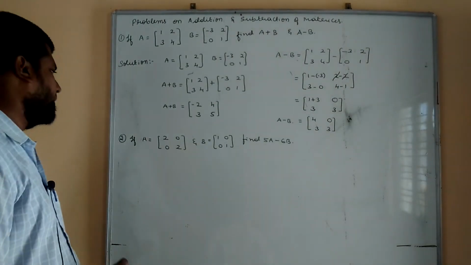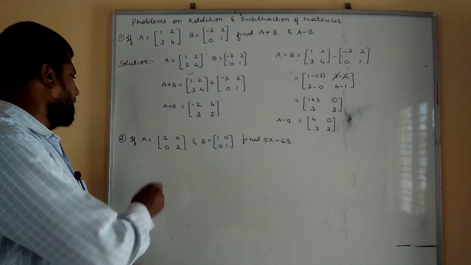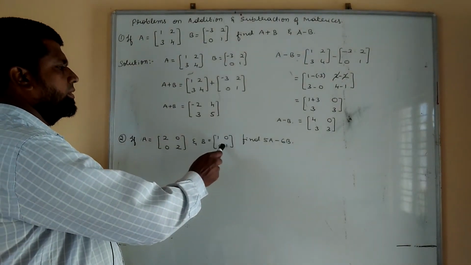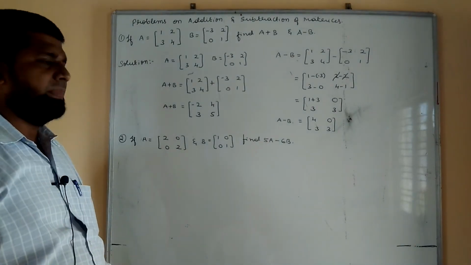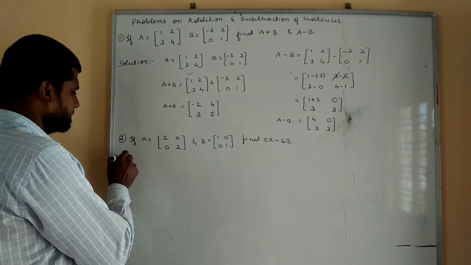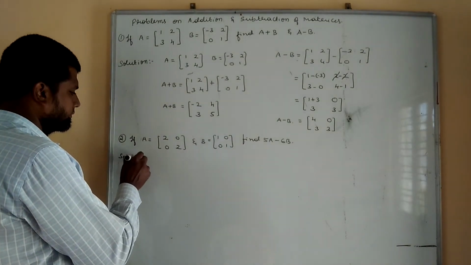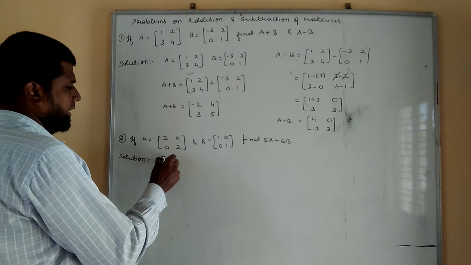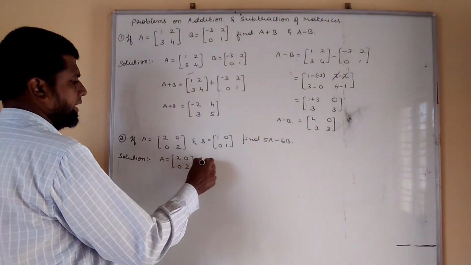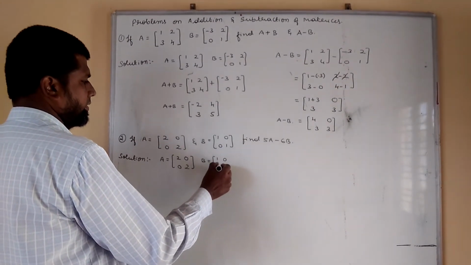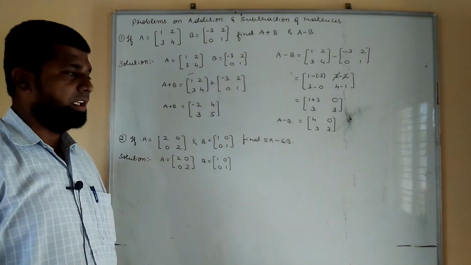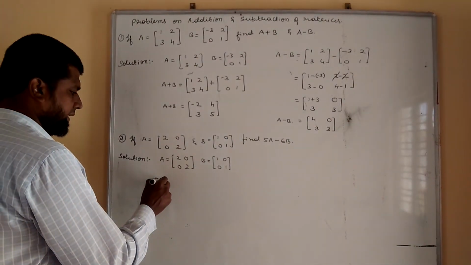Okay, let us go for the second problem. If A is equal to 2, 0, 0, 2 and B is equal to 1, 0, 0, 1, find 5A minus 6B. He has given A is 2, 0, 0, 2, B is 1, 0, 0, 1. You have to find 5A minus 6B. First, let us find the 5A value.